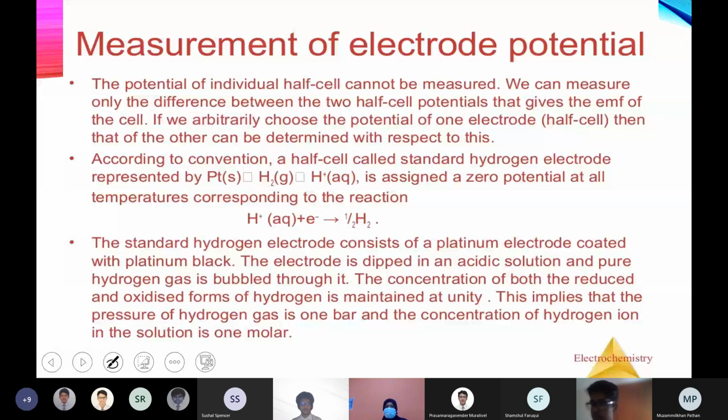Ma'am, why we need it? To have a fundamental quantity to calculate the rest of the electrodes. That's why we need hydrogen as a fundamental.